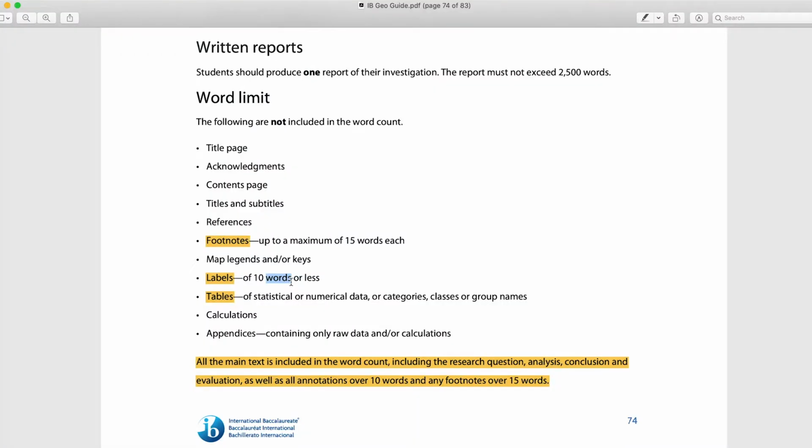Another super important one, labels of 10 words or less. What this means, and you actually need to put labels on your diagrams and photos to get the top grade boundary, we'll talk about this later as well. But what this means is that you can put text boxes on photos, and that doesn't count in the word count. So for example, if you have a map, instead of discussing the outliers or whether it follows the trend in the paragraph, you can talk about it in the text boxes, which are labels. Of course, they can only be 10 words or less, which isn't that many.